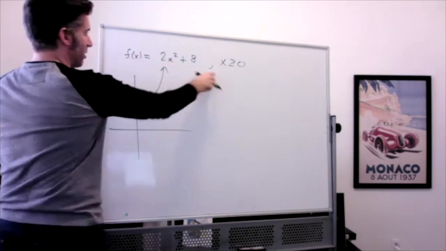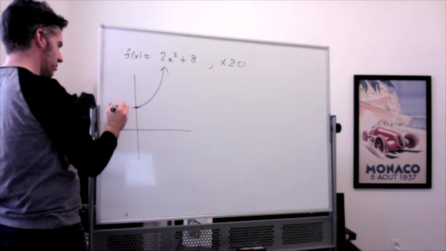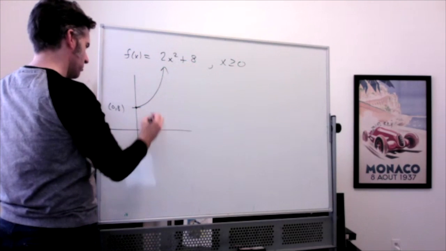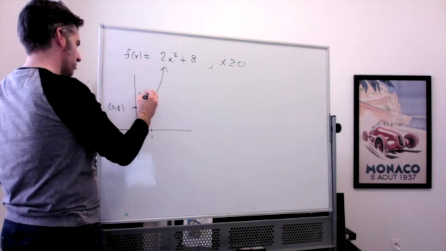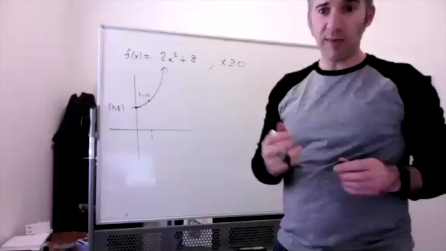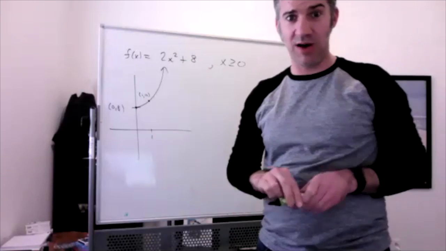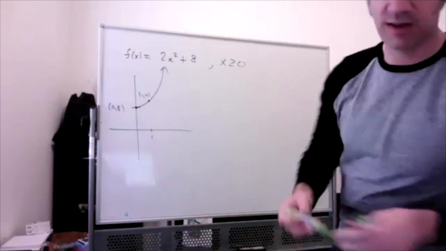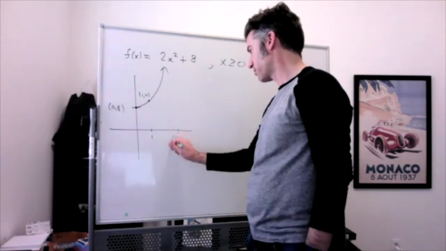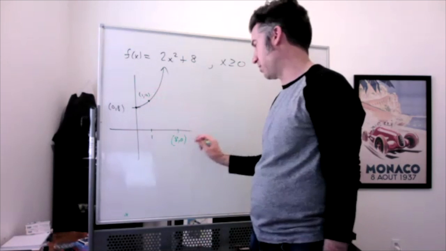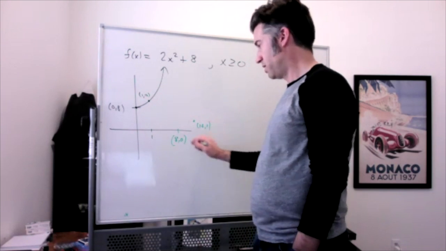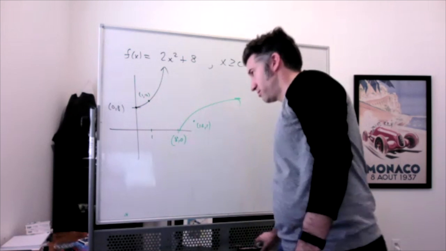Right, if x is 0, 0 plus 8 is 8. If x is 1, 2 plus 8 is 10. And so on and so on. And so we could probably figure this one out graphically if we wanted to. We'd say, well, I'm going to switch the x's and y's. So instead of getting 0, 8, I'm going to get 8, 0. And instead of getting 1, 10, I'm going to get 10, 1. And so it's probably going to look something like this.